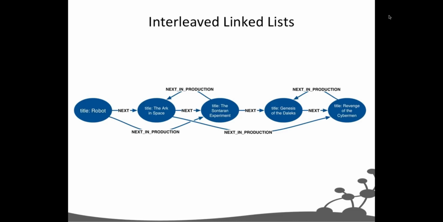But perhaps there are some other use cases in my application that need the same things connected, but in an entirely different way. Okay. This is where it gets more interesting. This is where we can actually introduce interleaved linked lists. Okay. So the next relationships here still specify the order in which episodes or stories were broadcast on TV. But the next in production relationships actually show me the order in which the episodes were filmed, or the order in which the stories were filmed.